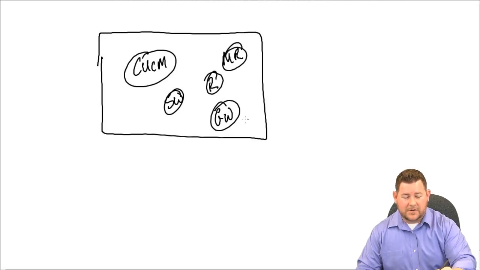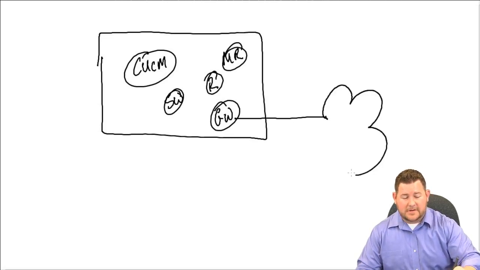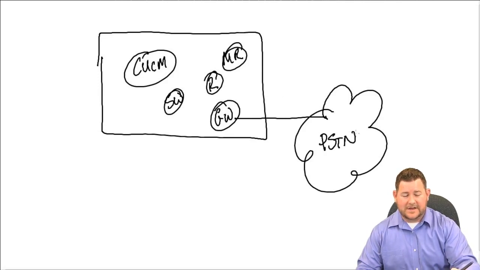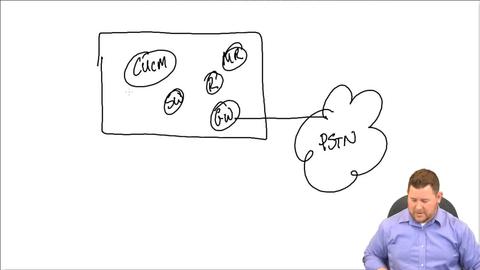And of course, from your gateway or gateways, and you can have a million of them, it doesn't matter, you can connect it to that pretty little cloud there called the PSTN, and that is the only point of egress on the system. So you have all of your media resources, and everything is contained within that one location. Everything's on the LAN.